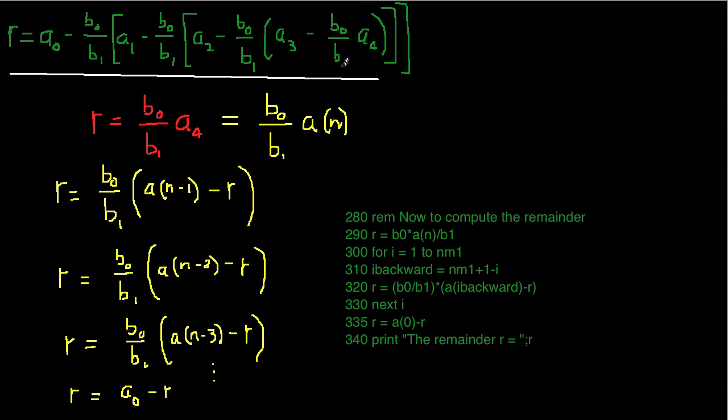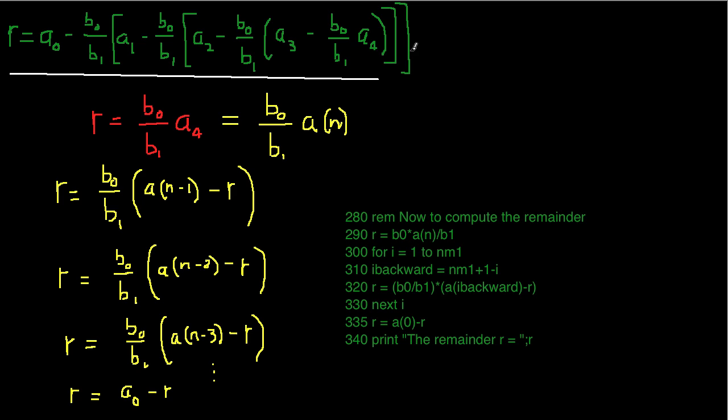I'm going to call this value right in here, B0 divided by B1 times A4. Suppose I call that my first estimate for the remainder. I'm going to call that, let's say, R equals B0 divided by B1 times A4. Now I'm trying to get the general formula for the expression and not the one that only works for fourth order polynomials where the largest coefficient is A4.